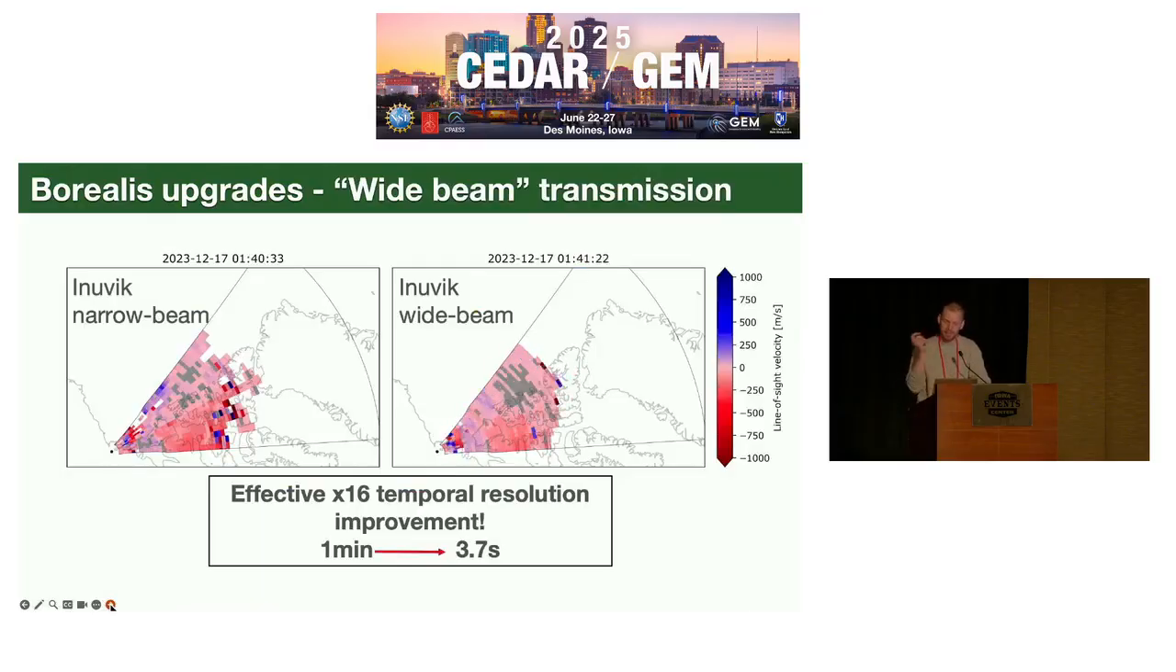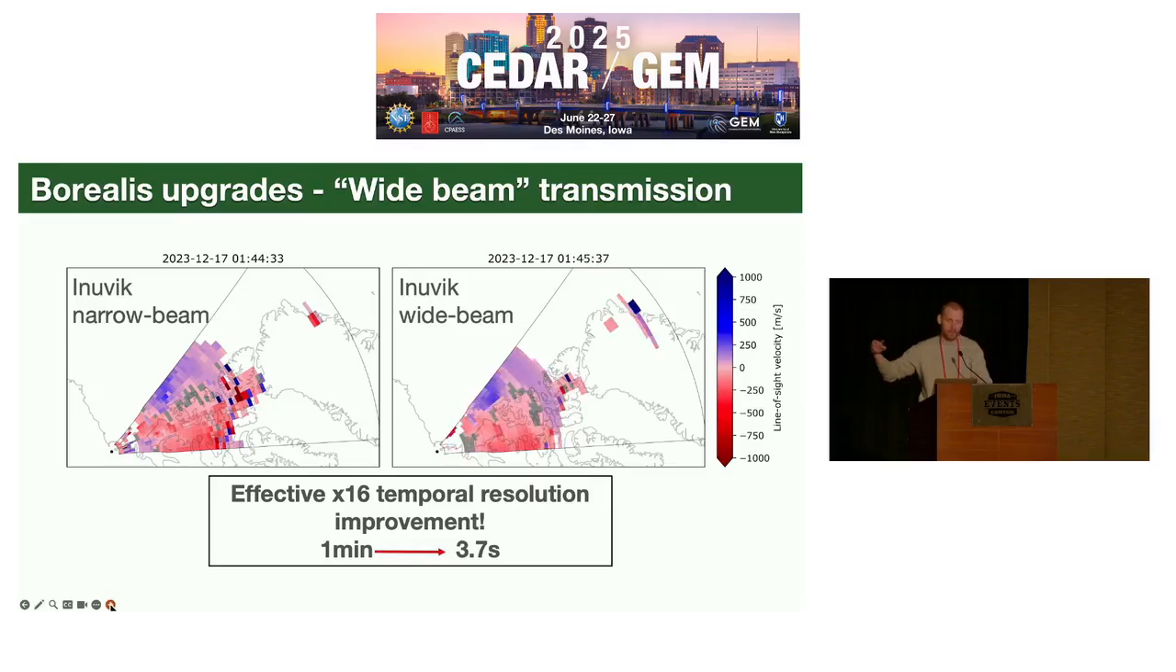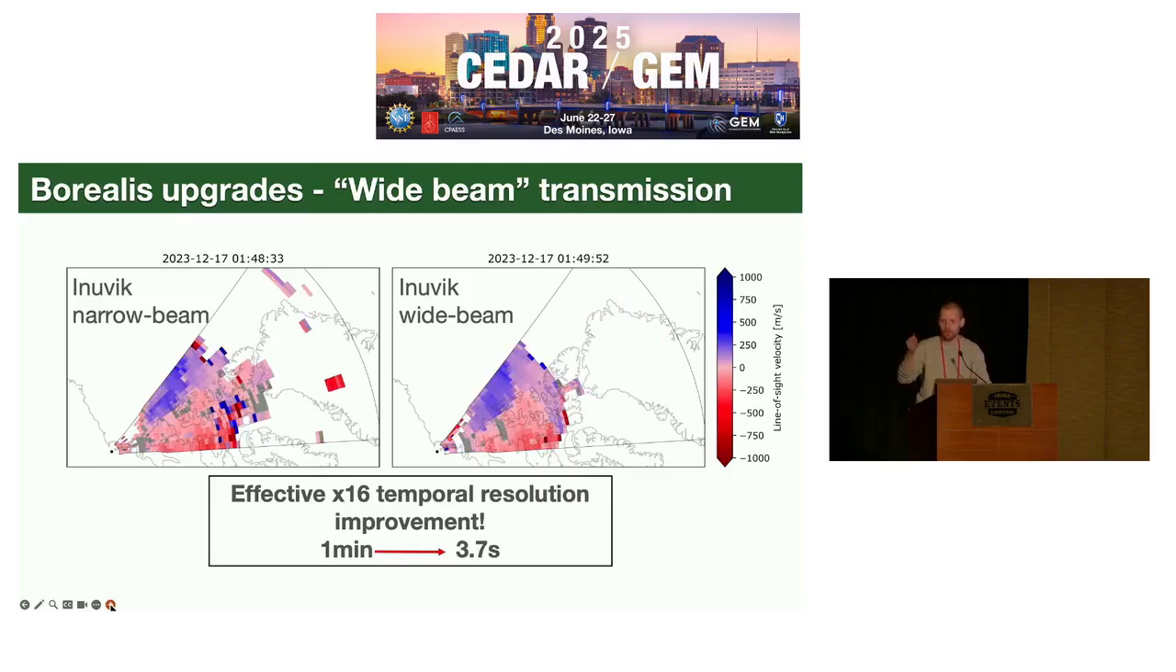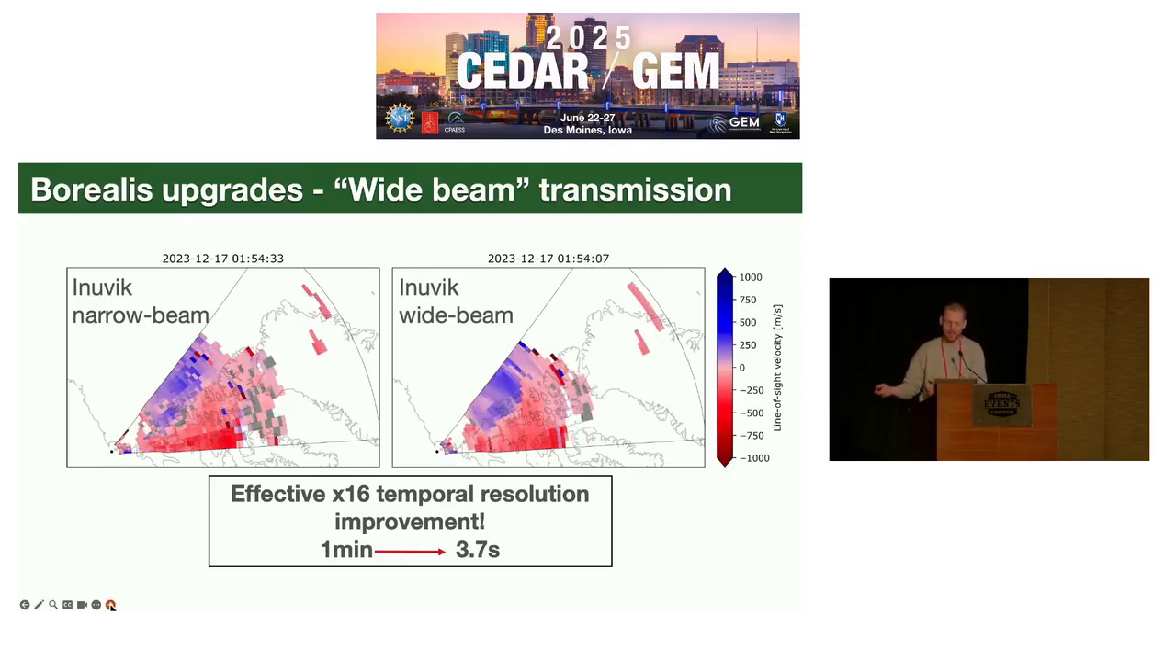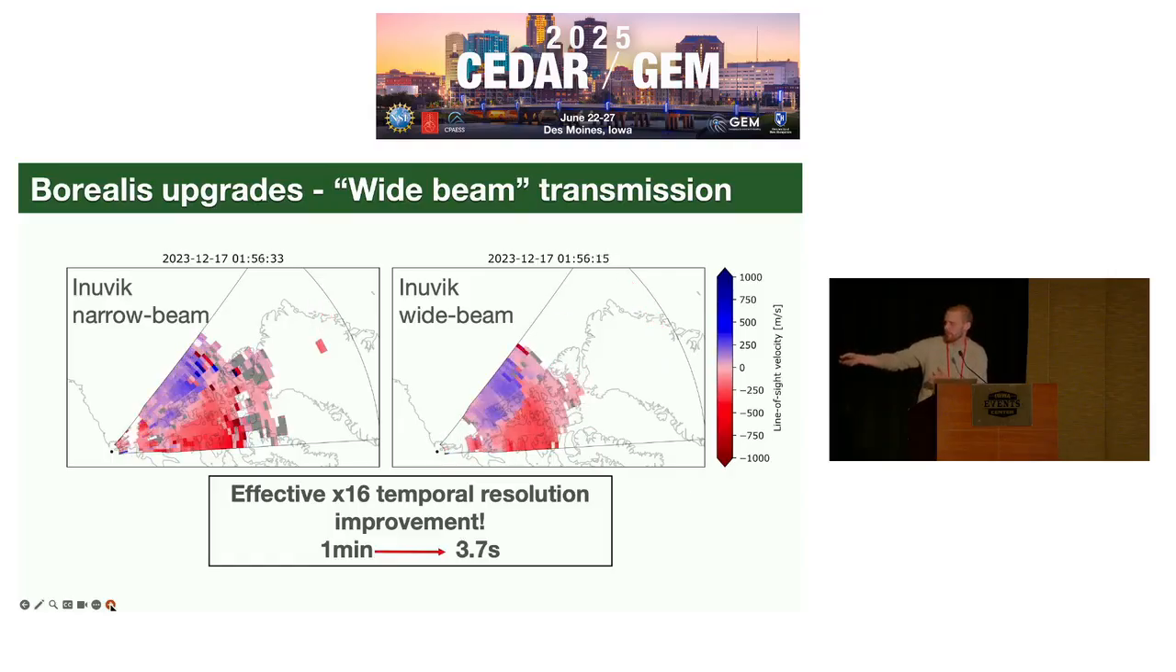So this was an interleave experiment from a couple years ago, where on the left, we were just using the old style narrow beam transmission. And so that was going one beam at a time. And then in the next integration, it would do a wide beam, which is this on the right. And then it would go back and do another beam on the left. And then it would again do a wide beam.